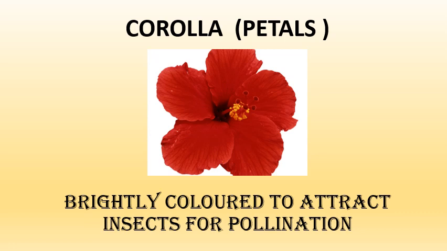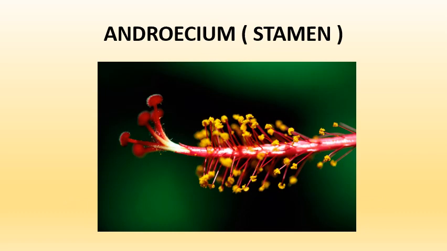So now children, these two parts which we have discussed, sepals and petals, are called the non-essential parts of the flower because they themselves don't take part in the process of reproduction. Whereas the next two parts which we will be discussing are called the essential parts of the flower, as they are the main reproductive parts of the flower.